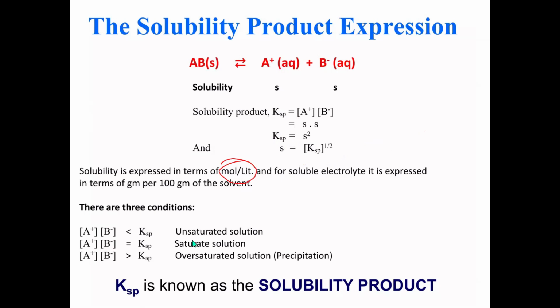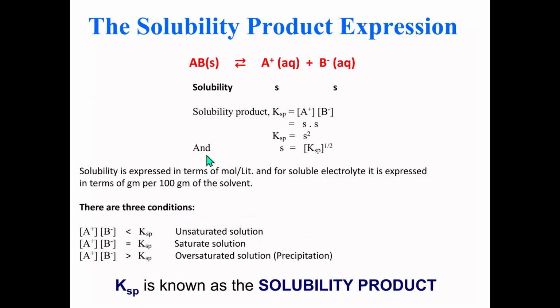When the concentration of the ionic product is less than KSP, it means that the solution is unsaturated. If the ionic product is equal to the solubility product constant, it means that the solution is saturated. And when the ionic product is greater than the KSP, it means that the solution is oversaturated, so it precipitates. KSP is also known as the solubility product.